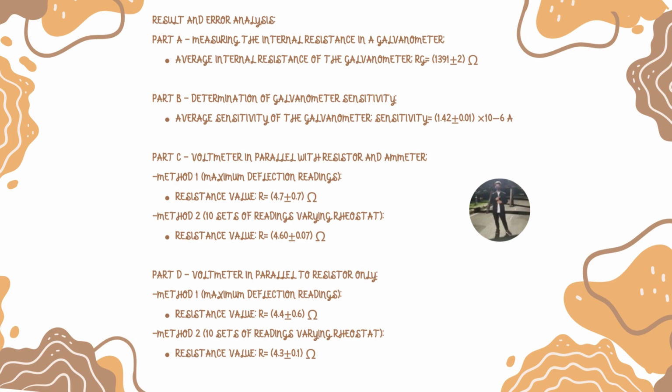In Part D, with the voltmeter in parallel to the resistor only, the resistance value determined using Method 1 was R equals 4.4 plus or minus 0.6 ohm, while Method 2 yielded a resistance value of R equals 4.3 plus or minus 0.1 ohm. These results highlight the variations in resistance values obtained through different measurement methods, as well as the overall precision and accuracy of the experimental procedures.